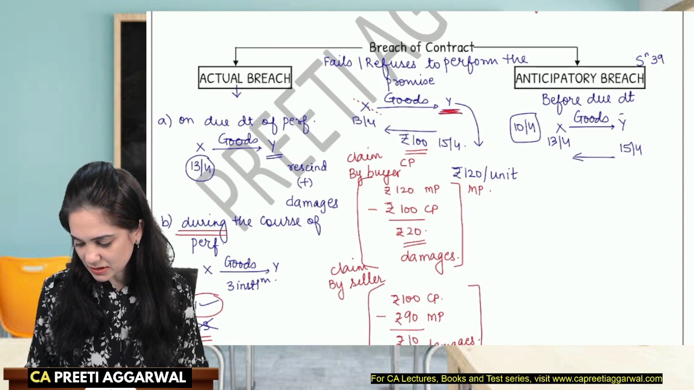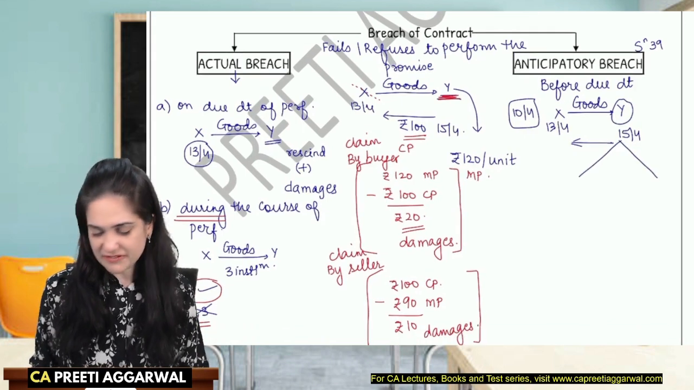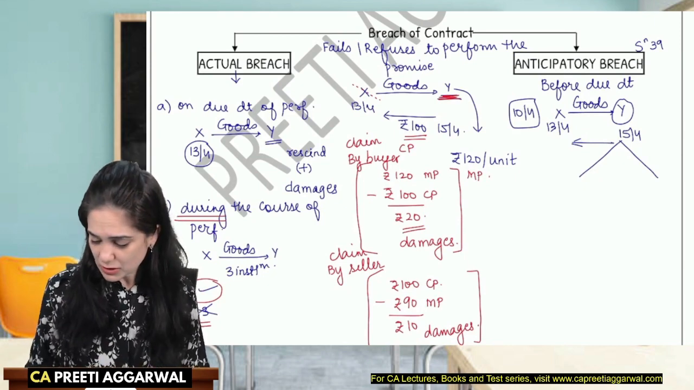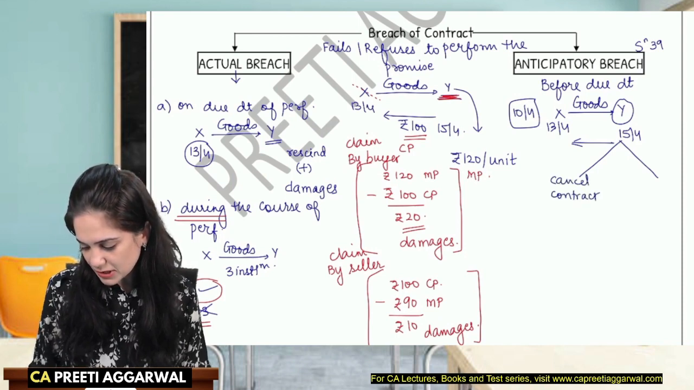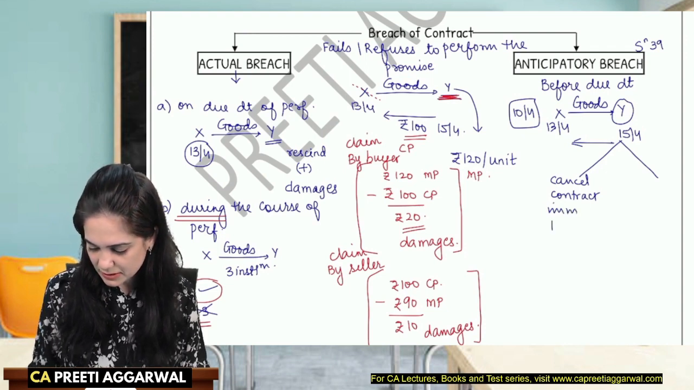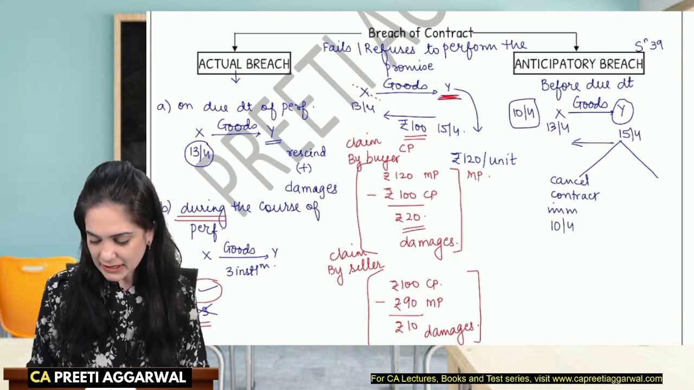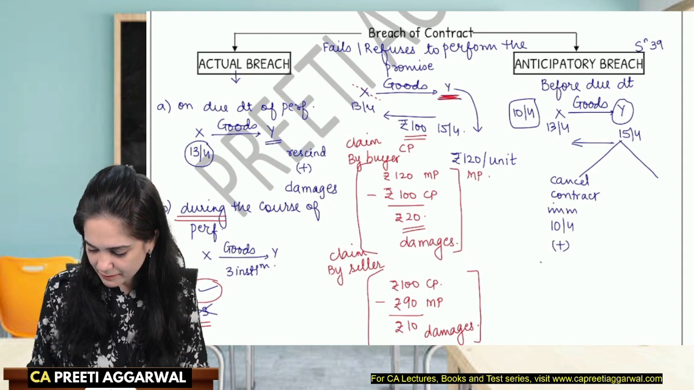In this case, the aggrieved party has two options. He's a very angry fellow. He wants to cancel the contract immediately, without waiting for the due date of performance. It means he wants to cancel on the date of breach, that is 10th of April. He can cancel, he can terminate, he can rescind the contract, and he can claim damages.